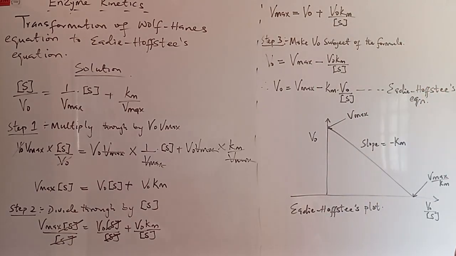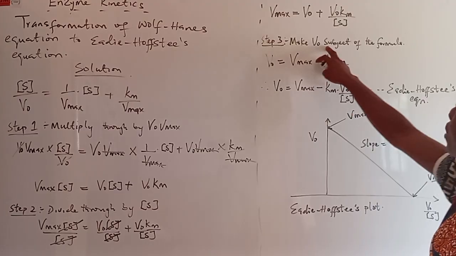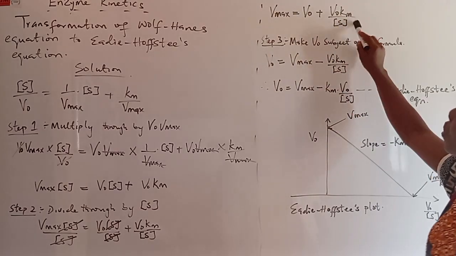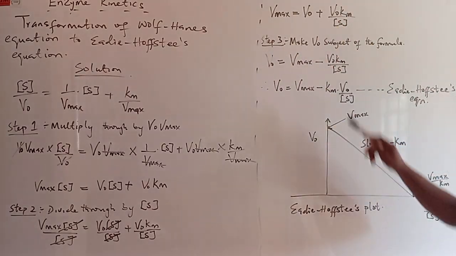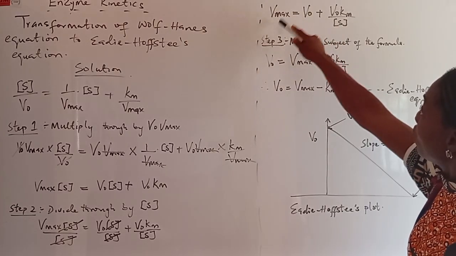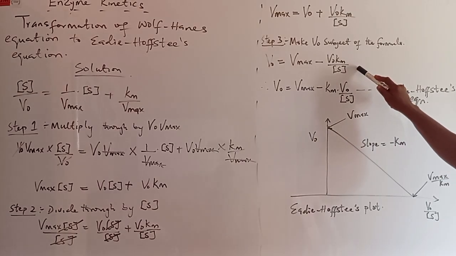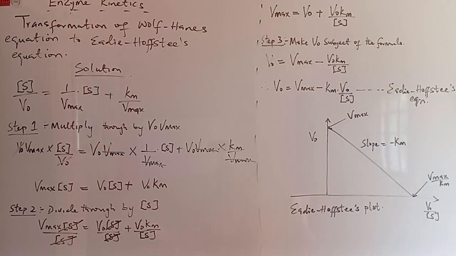over substrate concentration. And then the last step to get your Eadie-Hofstee's equation is to make V0 the subject of the formula. So this has to move over to the other side. So we now have V0 equal to Vmax minus, this becomes minus as it moves over to join this, minus V0 Km divided by substrate concentration.